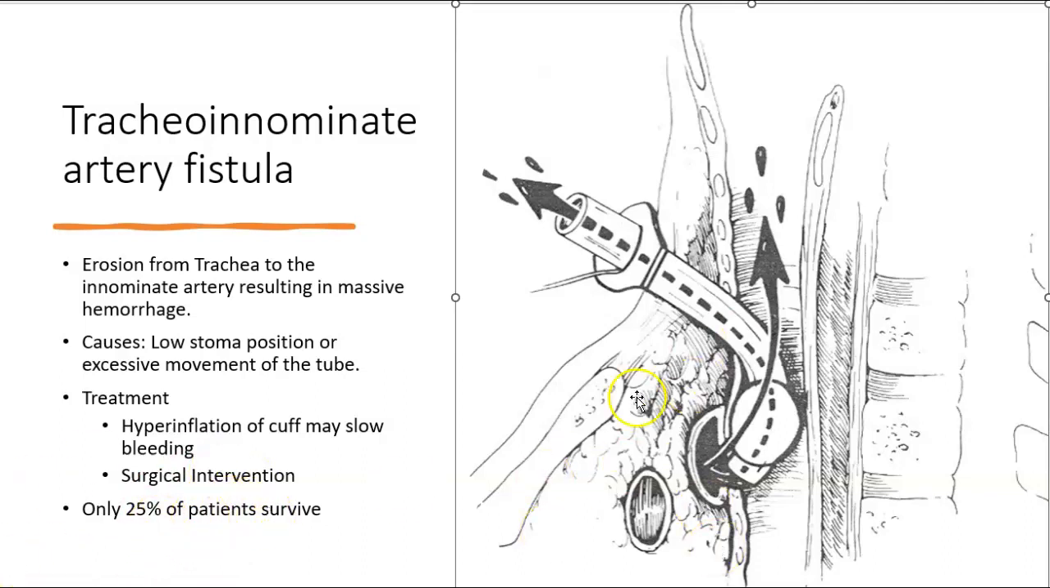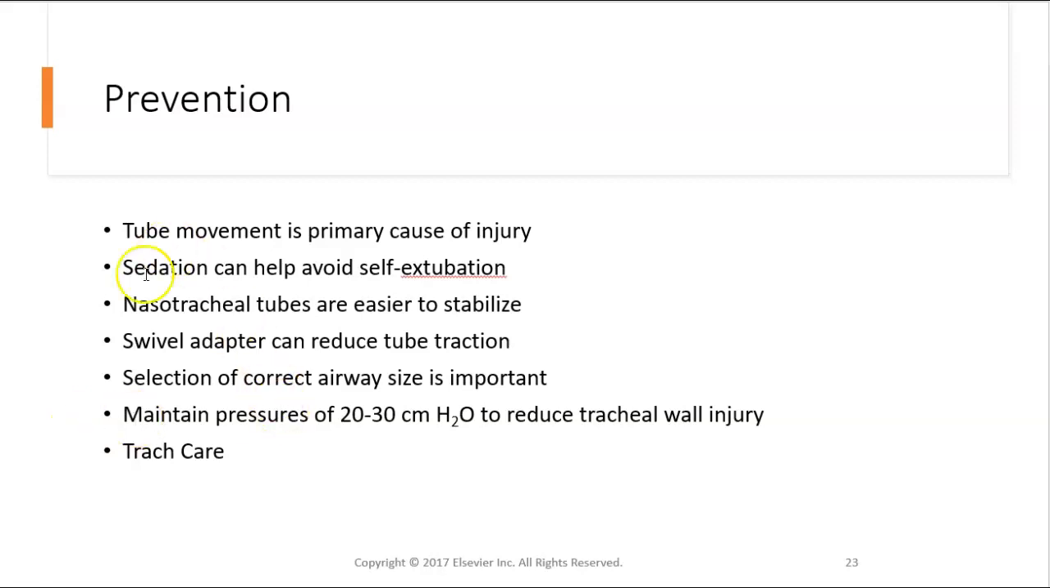This artery is fairly close to your central cardiovascular system. There's a lot of blood that goes through there. So if that gets compromised, patients bleed out fairly fast. So how do we prevent these two things? We want to try to avoid a lot of tube movement because that's the primary cause of injury.